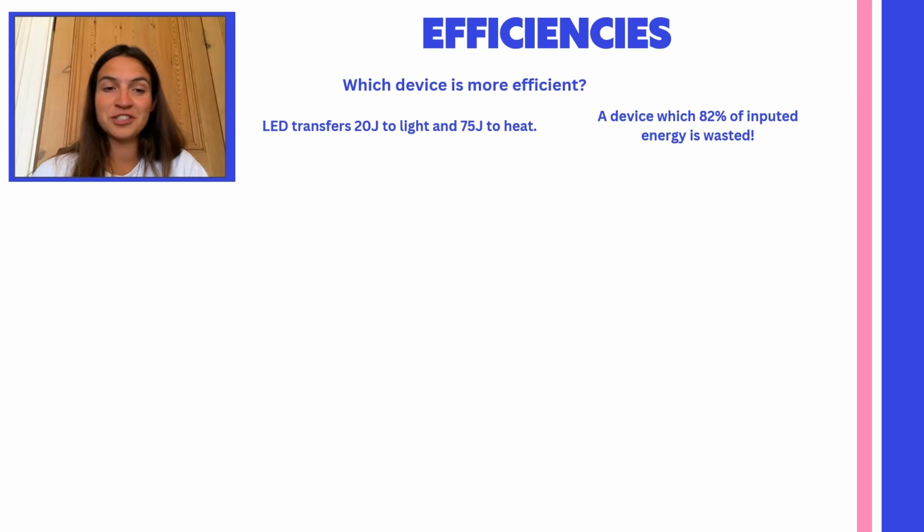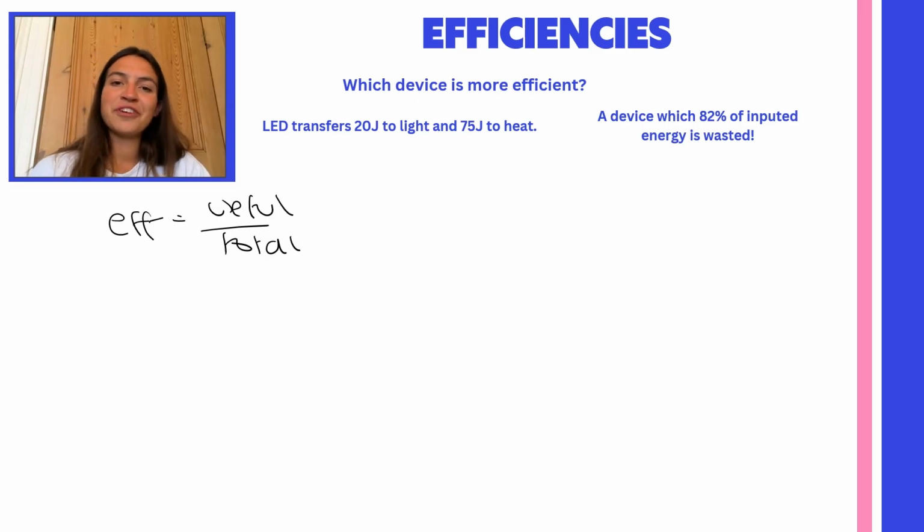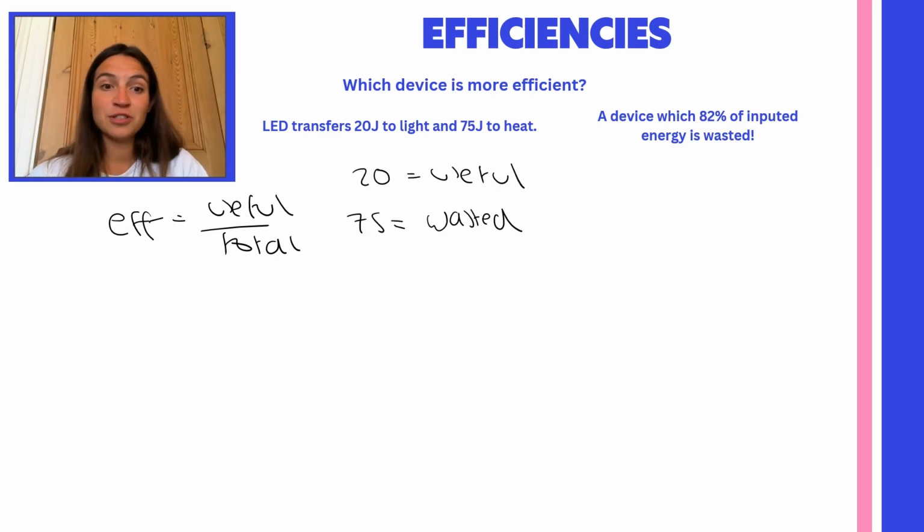Okay, now time to work out which device here is more efficient. So I've been given two devices, and the first one is an LED which transfers 20 joules to light and 75 joules to heat. Okay, so let's work out how efficient this LED is. So efficiency is useful over total, and my useful here is going to be that 20 joules, which is associated with the light bulb itself. And that 75 joules is not going to be the total energy. That's actually my wasted energy, energy which is used to heat the surroundings.